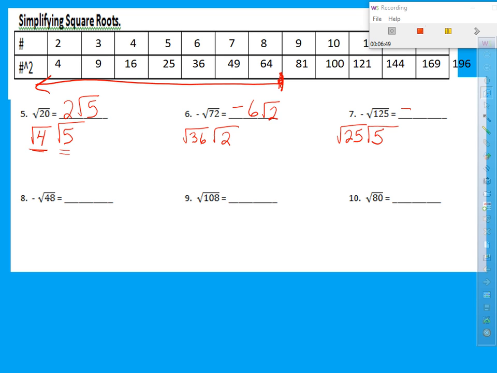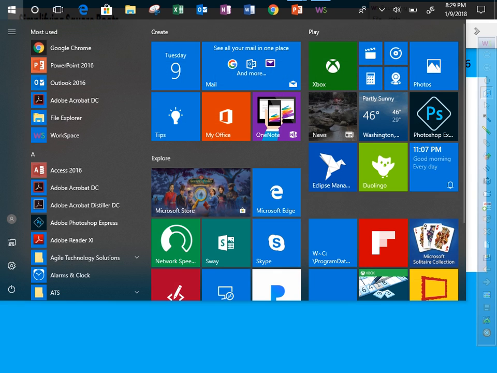So guys, you want a number that you know the square root of here. That way when I reduce this, the square root of 25 is 5. The square root of 5 is the square root of 5. So my answer, negative 5 radical 5.